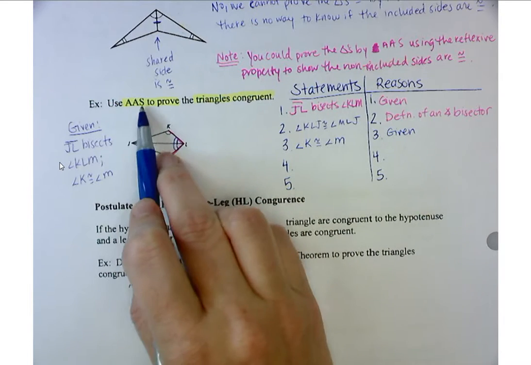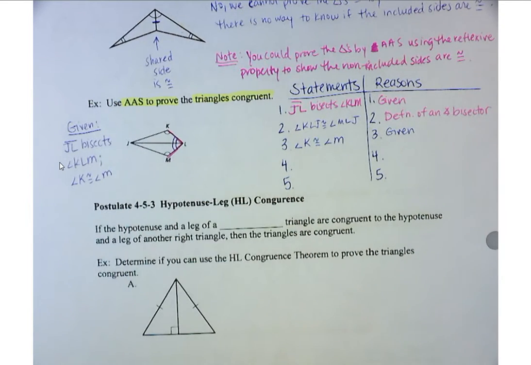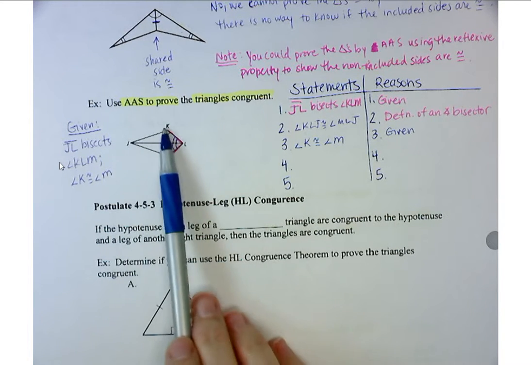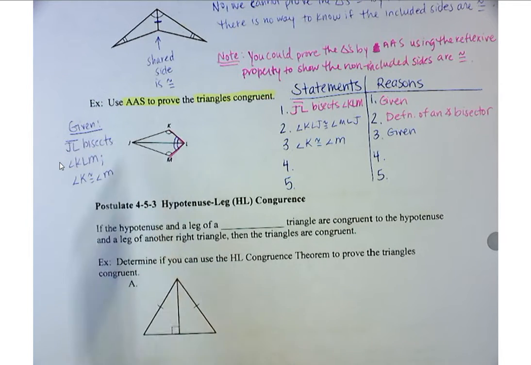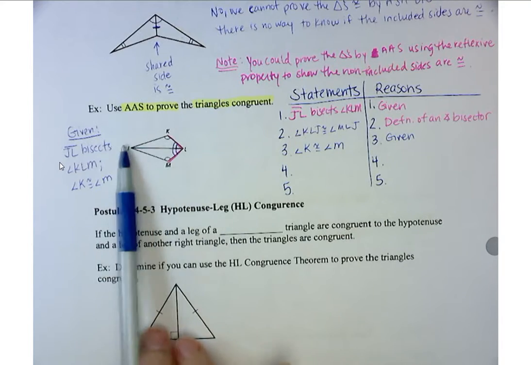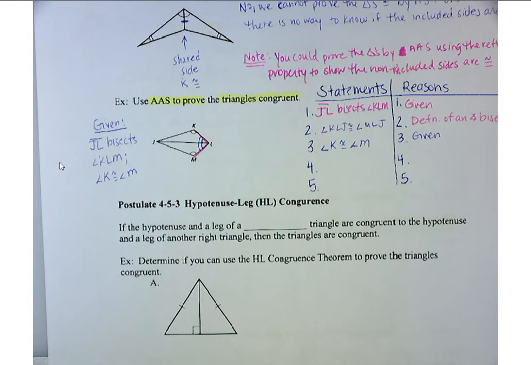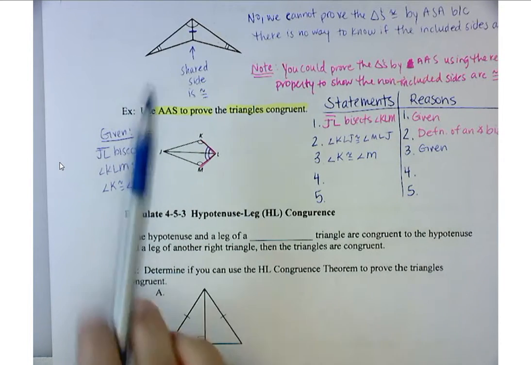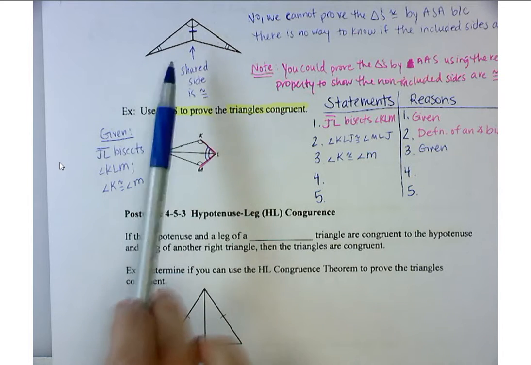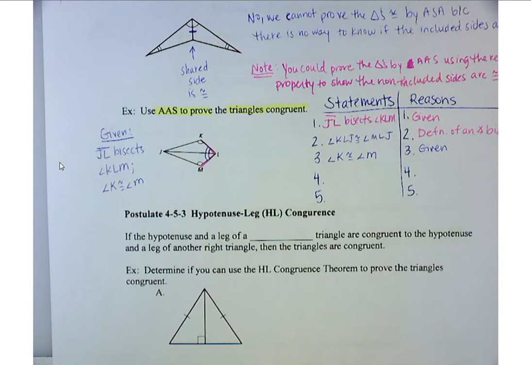If I'm using angle, angle, side, I want it to be one of the non-included sides. There are two of them, right? It could be KJ and MJ, or it could be LJ and itself. So, Rachel, which one are we going to use, based on the reasoning of what we did up here? What do we pick out? Okay, yep, so then what's our shared side for these two? Yep, so how would I write that as a statement?